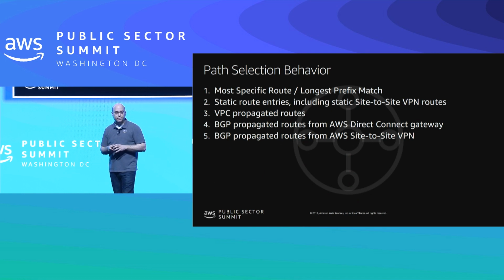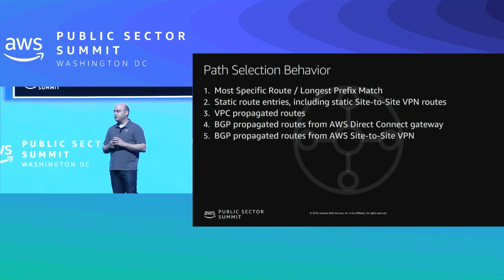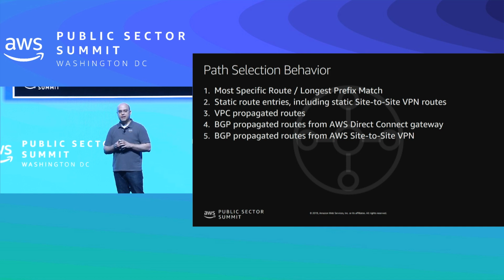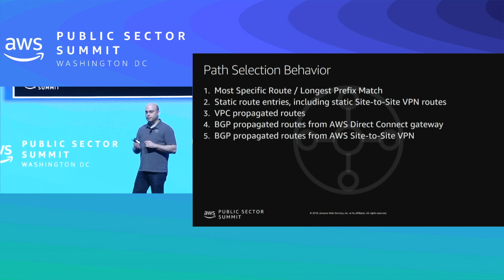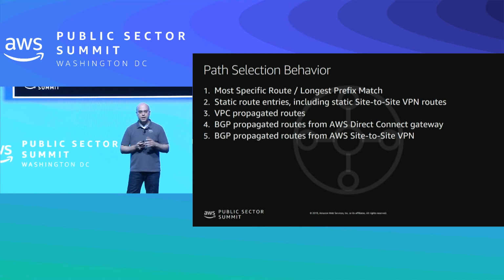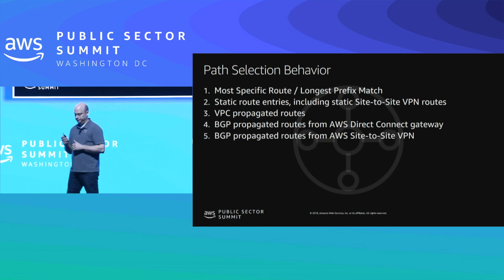So here's the path selection behavior. First, longest prefix match. The second is static route entries, including site-to-site VPN. If you're using the static configuration for site-to-site VPN, that static route is preferred over dynamic routes. This distinction is important because it's a slight difference in the behavior from the virtual private gateway. After static routes, VPC propagated routes are prioritized, then Direct Connect Gateway, and then dynamically received AWS site-to-site VPN routes.